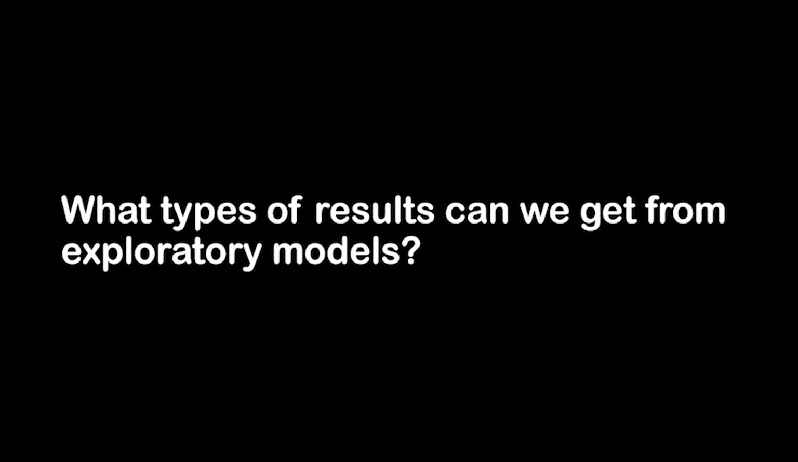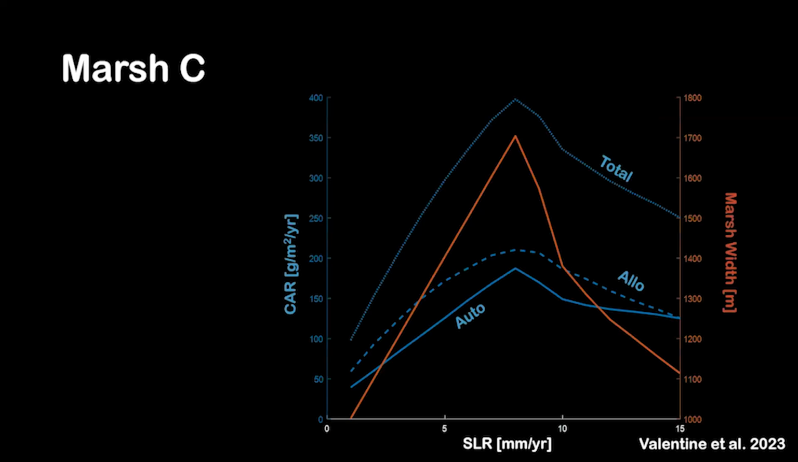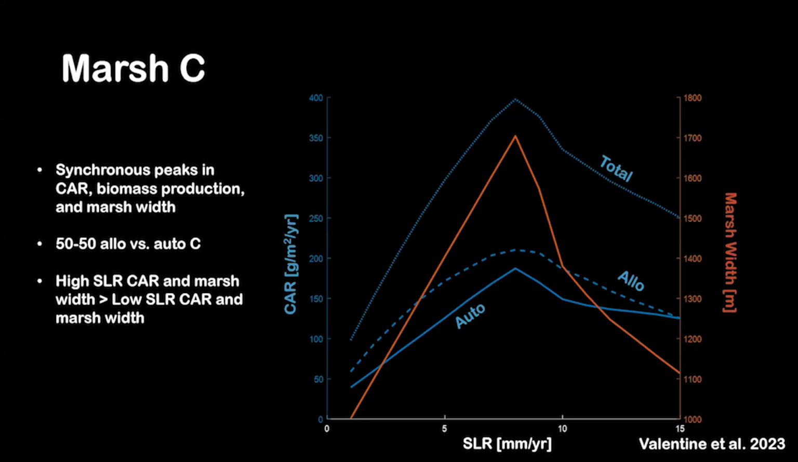And so what I'm going to show you is how this marsh does and the carbon when we look at sea level rise rates from 1 to 15 millimeters per year. And so on the x-axis, we have sea level rise, and on the left y-axis, we have carbon accumulation rate. And so I'm showing you the total and then separating it out by autochthonous and allochthonous carbon. And then on the right y-axis, I have marsh width. And what I really want you to see from here is that we have synchronous peaks in the vegetated marsh width and the total carbon accumulation, and this happens at an intermediate rate of sea level rise.